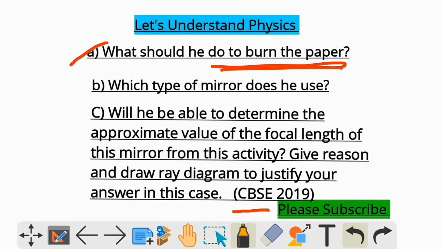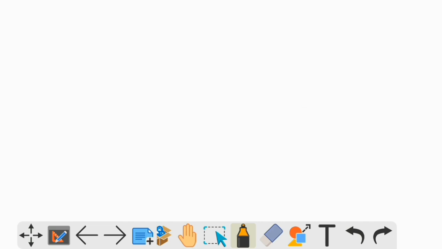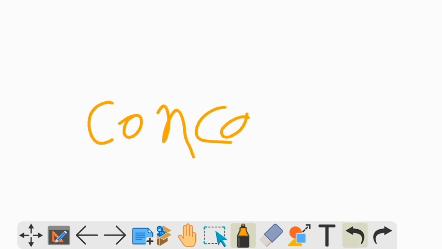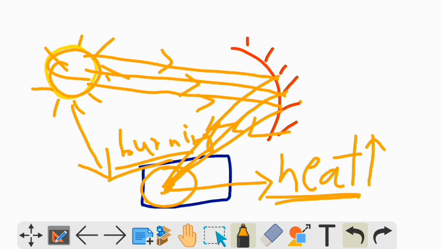Then let's see question B, what they are asking. Which type of mirror does he use? Very easy, isn't it? What type of mirror he has to use? Here, what is the purpose? Concentrating the light rays. That means all the light rays must converge at a point. So, he should definitely use a converging mirror. Converging mirror means what mirror? Concave mirror he has to use. Understood? Which is converging in nature. That means all the light rays are converging at a point.